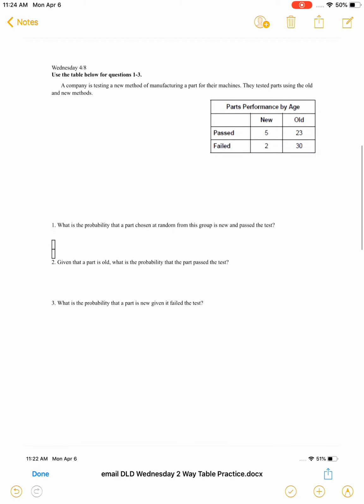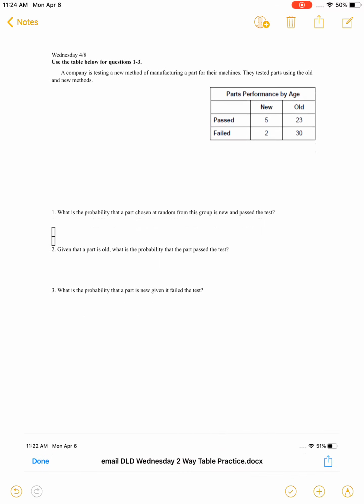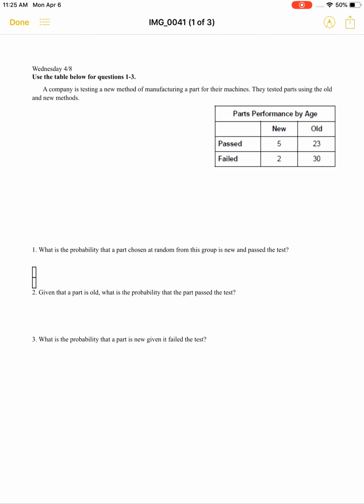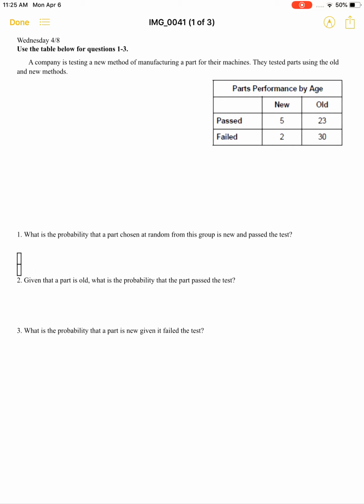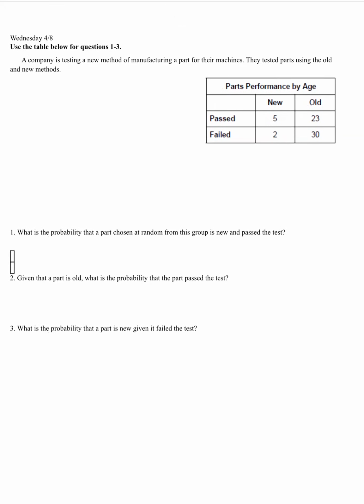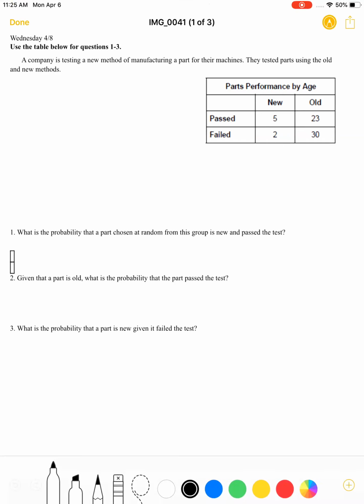So for your assignment today, we are going to be answering some questions using two-way tables. For this first problem, we are using the parts performance by age. When I look at the two-way table, I notice that they have not given me any totals. So I'm going to go ahead and total the columns and rows to save myself some time later.